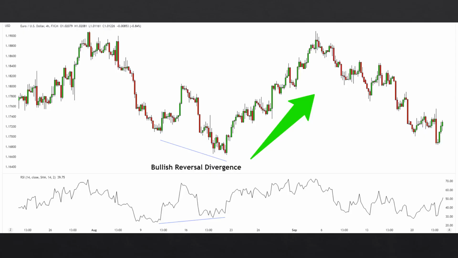In this price chart, we can see a very clear example of bullish reversal divergence. Notice how price creates a lower low while the RSI creates a higher low. Right after that, price reverses direction to the upside.